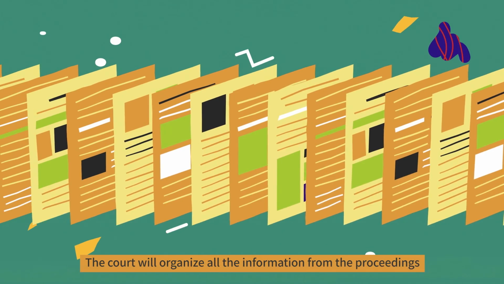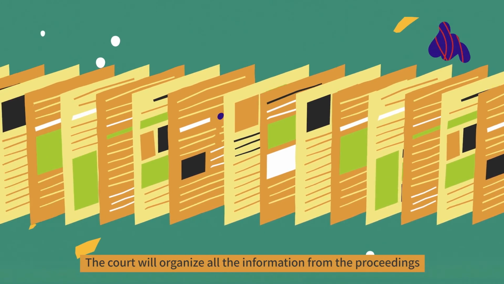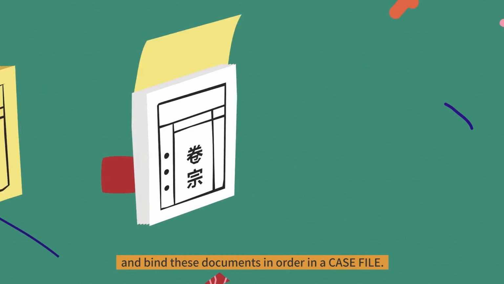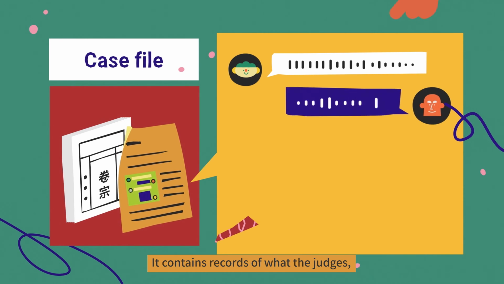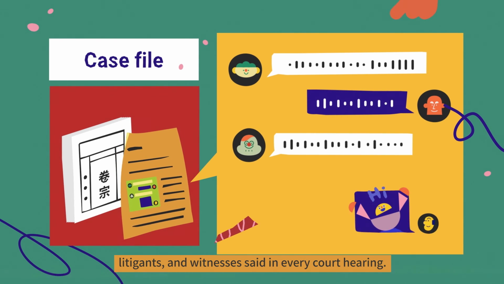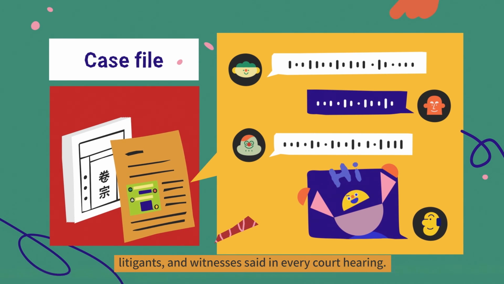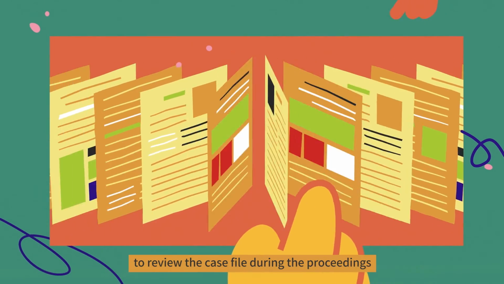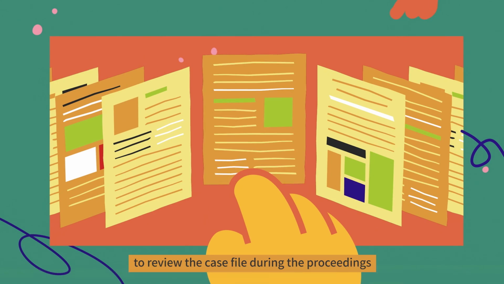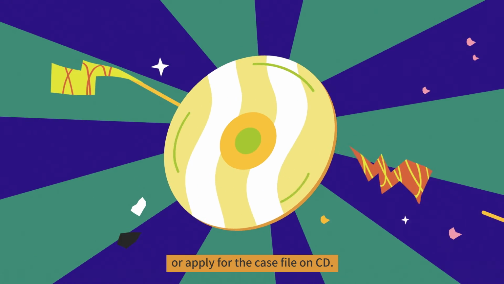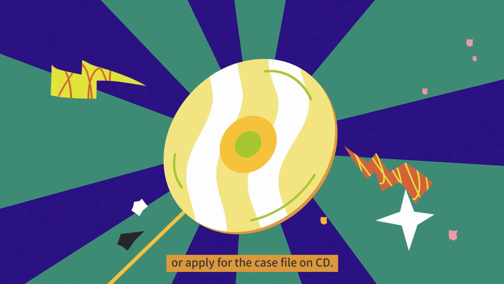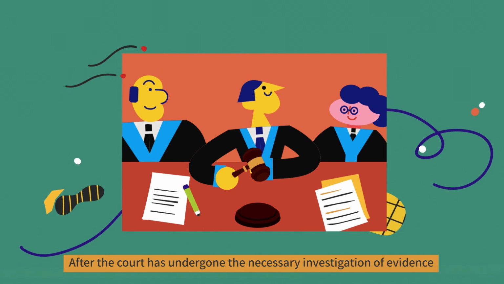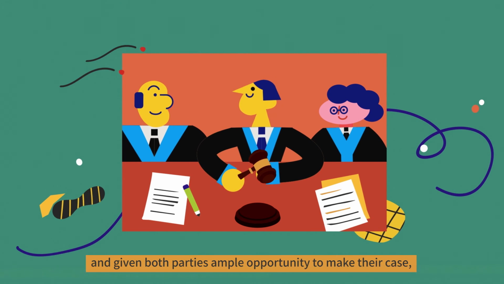The court will organize all the information from the proceedings and bind these documents in order in a case file. It contains records of what the judges, litigants, and witnesses said in every court hearing. The litigants can apply with the court to review the case file during the proceedings or apply for the case file on CD.